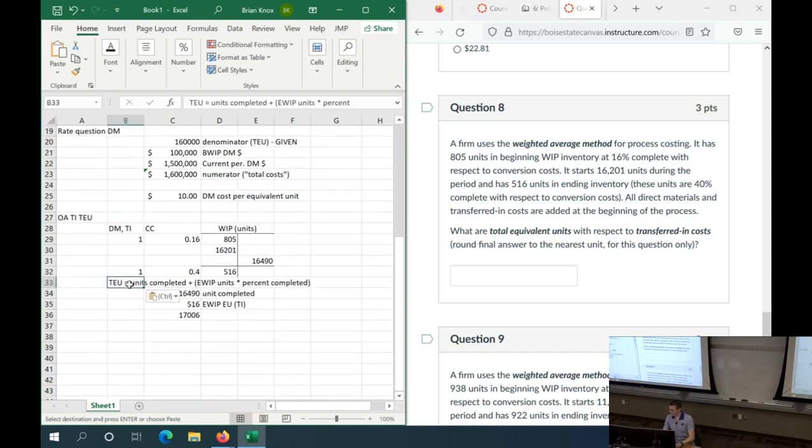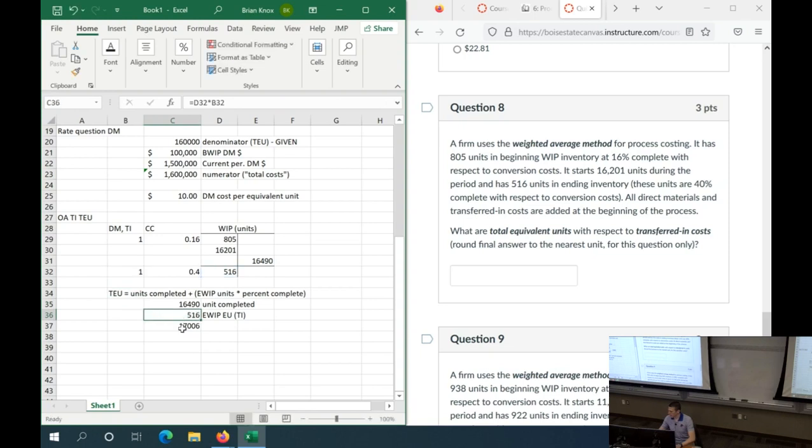TEU equals units completed, check, plus ending WIP equivalent units, which is ending WIP units times their percent complete. I can even make it exactly how I say, which is that right there. And so that is our TEU, which is all it's asking for. So that's the answer.